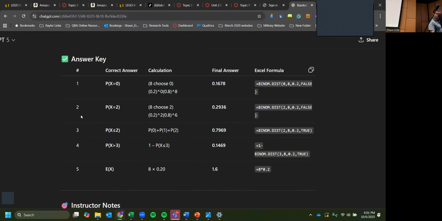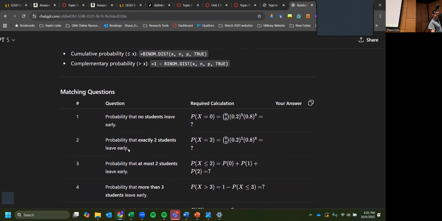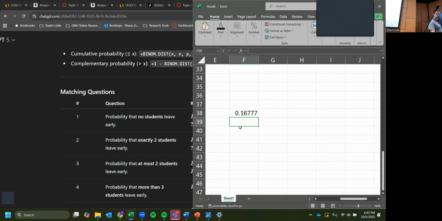Okay. So what's the probability that exactly 2 students leave early? What do I gotta change? So here, number of successes is now what? 2. So what's the probability that 2 students leave early? Yeah, 29%. Okay, what's the most likely outcome?